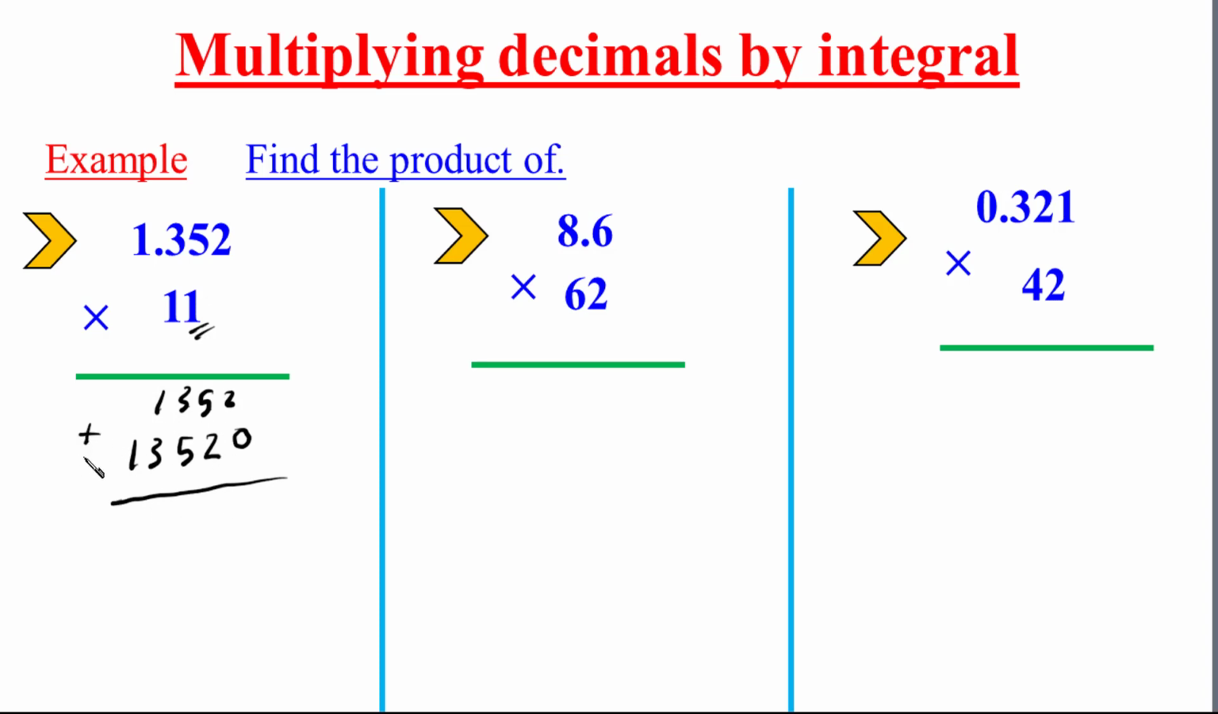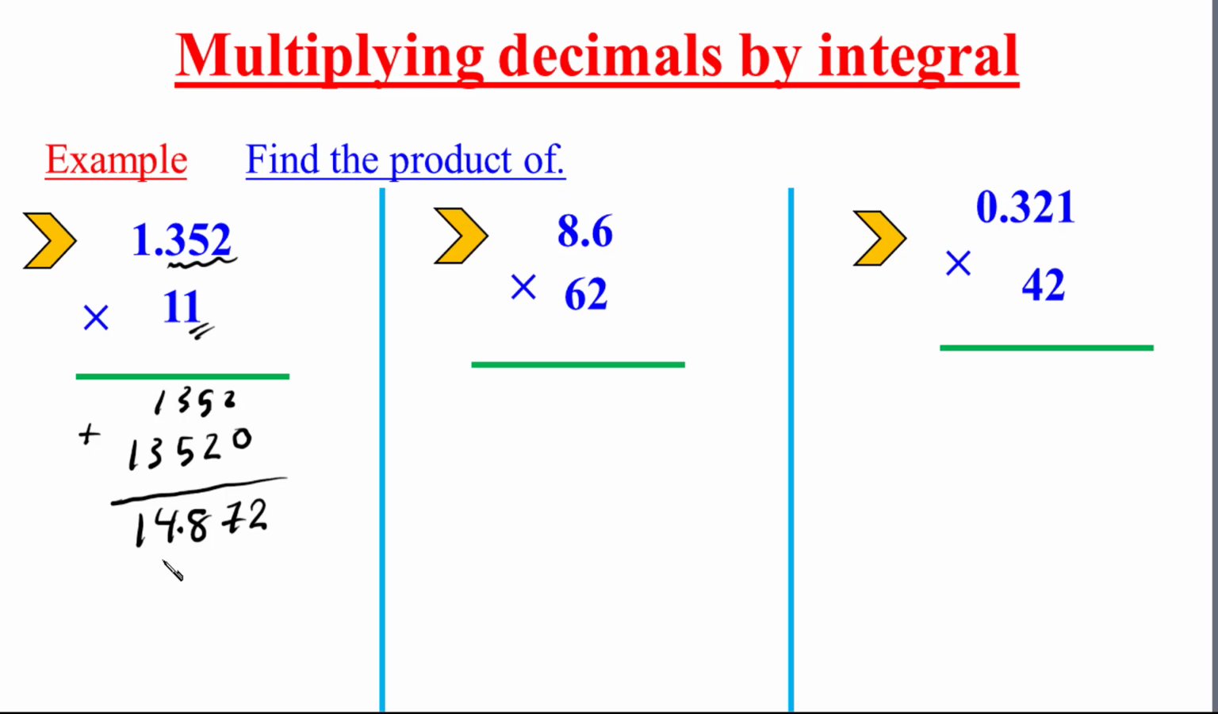Add the partial products. Just we will add 2 plus 0, it will be 2. 5 plus 2, it will be 7, and 3 plus 5, it will be 8, 1 plus 3, it will be 4, yes, and bring down 1. Look here, the decimal point after 3 digits from the right, so insert the decimal point after 3 digits from the right.